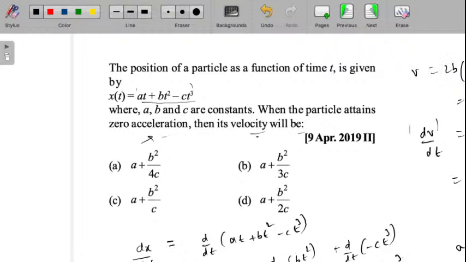This is 2b square by 3c minus 3b square c divided by 9c square. c and c square get cancelled. This value would therefore be equal to 2b square by 3c minus 3b square by 9c, which is nothing but 6b square minus 3b square divided by 9c. That is 3b square by 9c, which is b square by 3c.